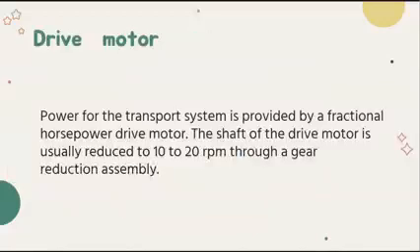And let's go to the drive motor. So power for your transport system is provided by a fractional horsepower drive motor. The shaft of the drive motor is reduced to 10 to 20 revolutions per minute through a gear reduction assembly. So hinay lang siya so that the processing time of the film is controlled and monitored. A choice of either a belt and pulley, a chain and sprocket, or gears connect the mechanical energy of the drive motor to the drive motor of the rack assembly.